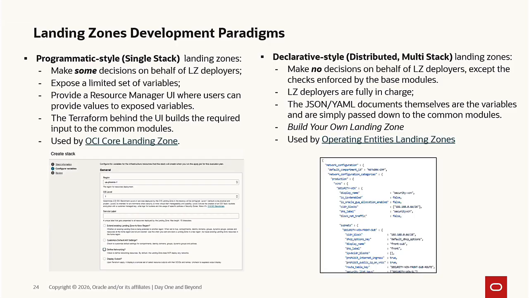But at the same time, we understand that the core landing zone blueprint does not satisfy every tenancy design requirement. So the framework also provides what we call declarative style landing zones that can be freely assembled from one to multiple Terraform stacks. In this case, developers are in full absolute control on how their landing zone is shaped. This is like if you're writing the Terraform configuration yourself, right?